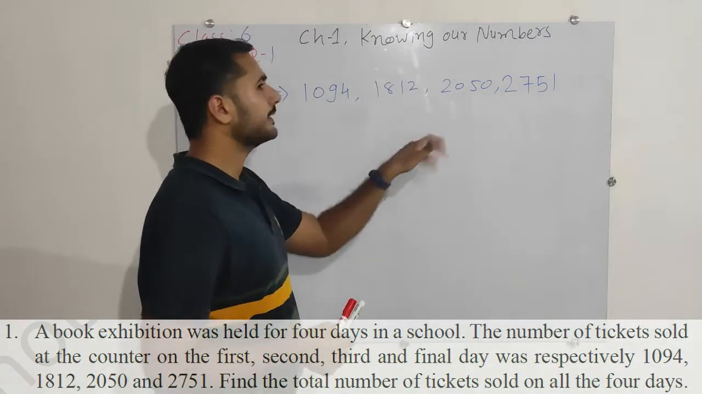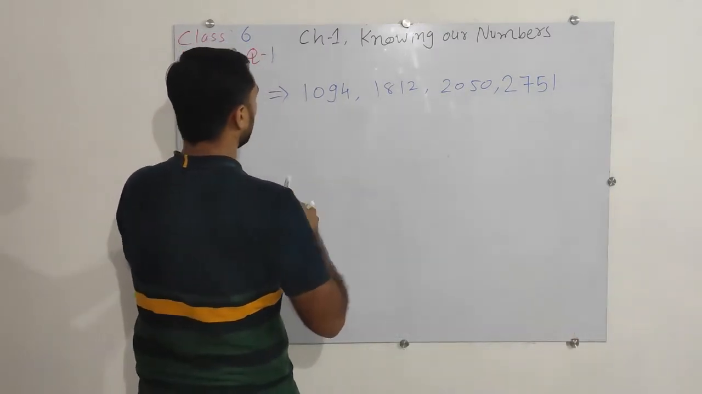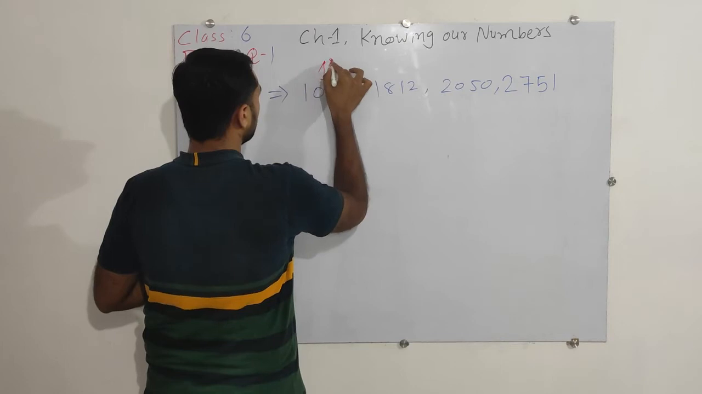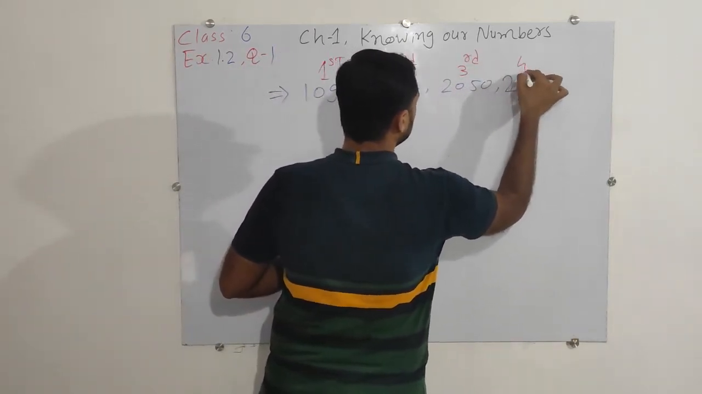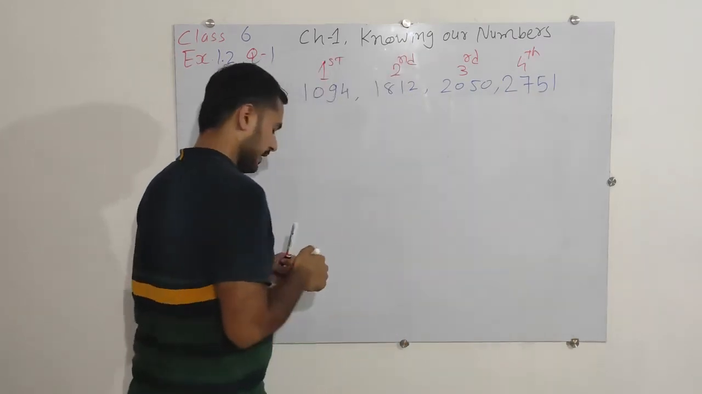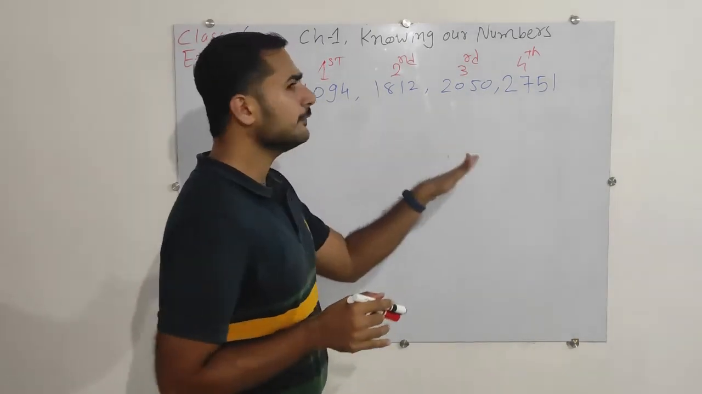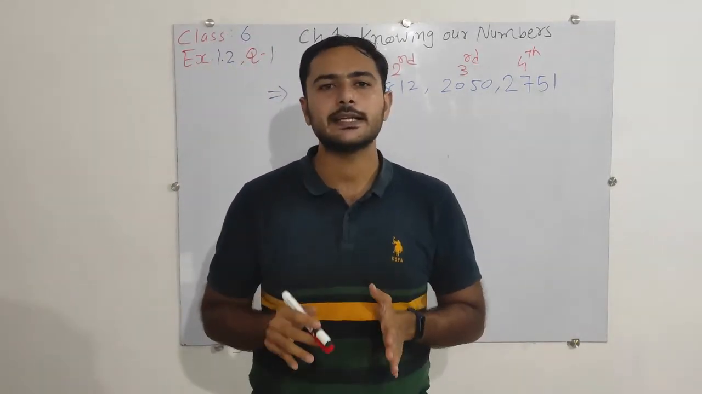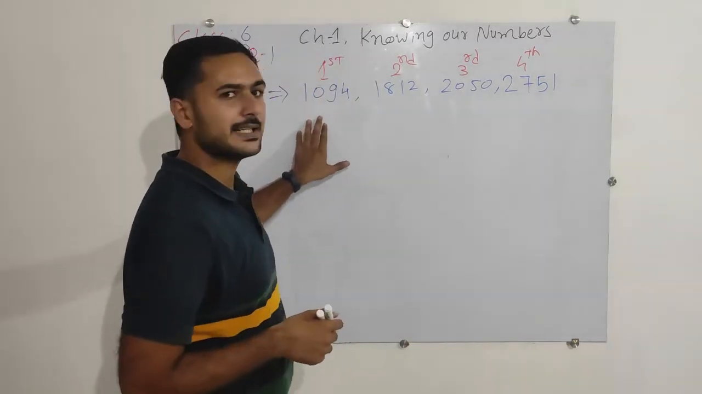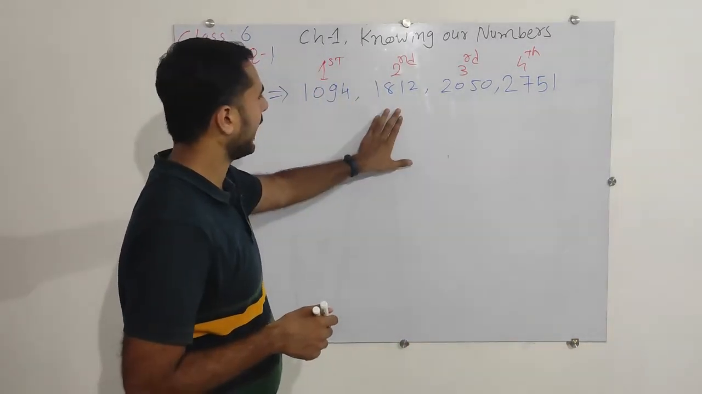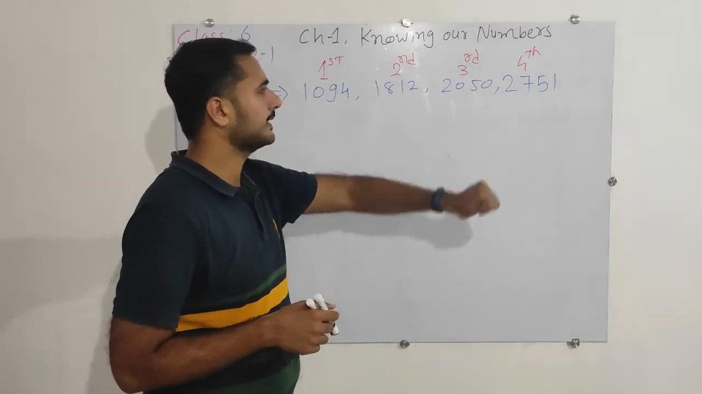So in the book exhibition, we just have to find how many total tickets were sold. Here is the data which is already written. This is for the first day, this is for the second day, this is for the third day, and this is for the fourth day. Now we have to find how many tickets were sold over all the 4 days. So how will we find it? On the first day, that is 1094, second day 1812, third day 2050 and fourth day 2751.